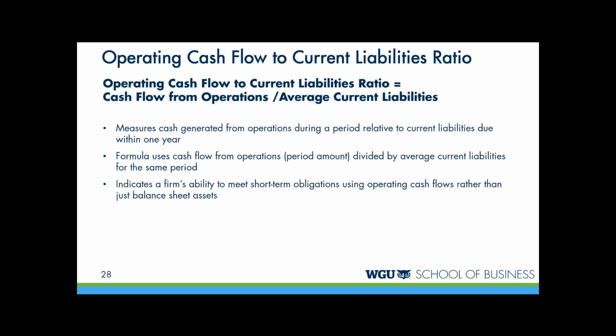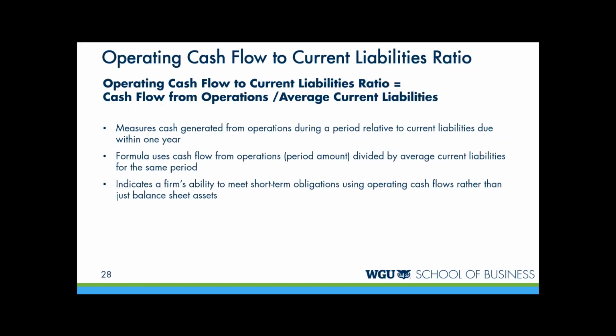The next is a little bit different ratio. This is the operating cash flow to current liabilities ratio. So we're actually going to be using a value that's coming off of the cash flow statement rather than the balance sheet or the income statement. And what we're going to do for this ratio is take our cash flow from operations divided by our average current liabilities.